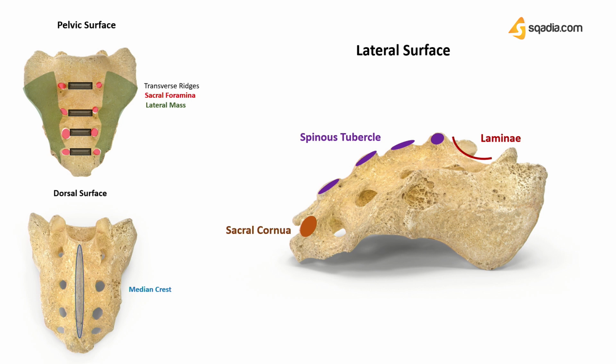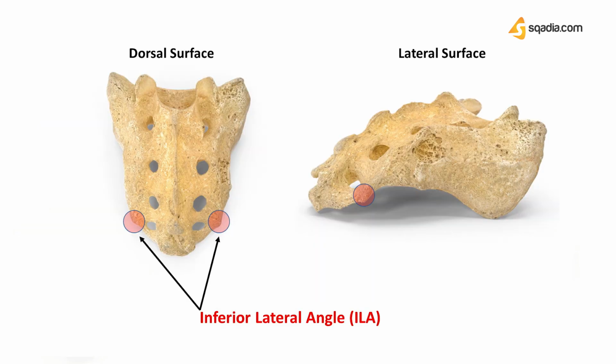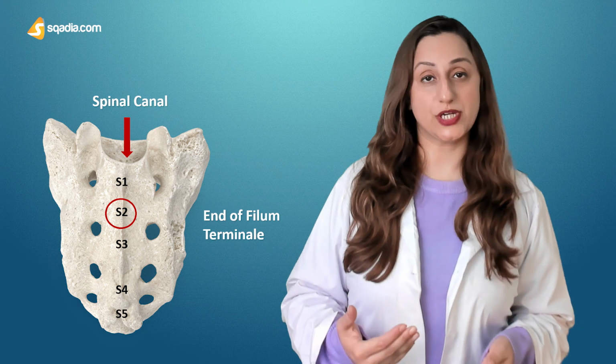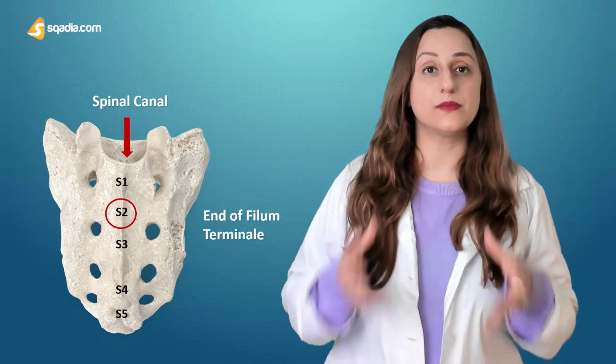The posterior roughened and pitted area is formed by the transverse processes. This tiny edge here is known as the inferior lateral angle of the sacrum. Talking about the sacral canal, it is a very important structure as it lodges the spinal meninges.